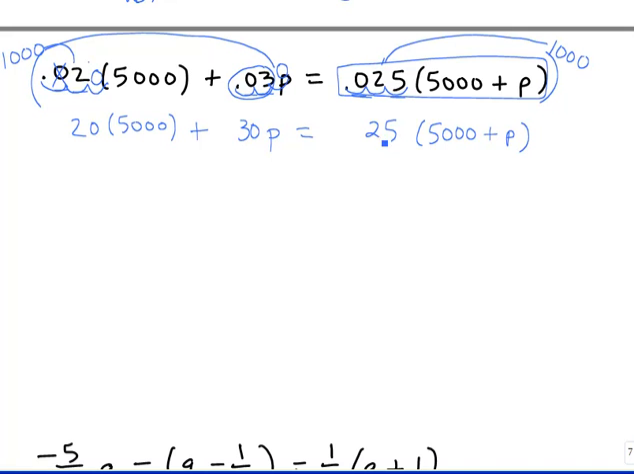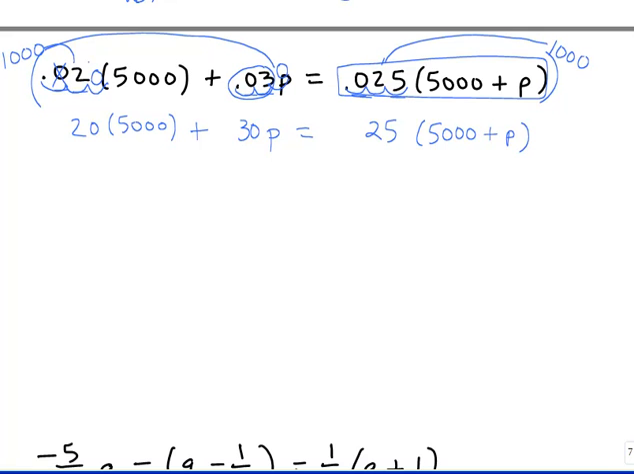So if you look at our new equation here, the stuff in the parentheses hasn't changed. We only changed the coefficients out front, and all the decimals are now gone. Now we want to eliminate those parentheses, so we're going to do some multiplication.